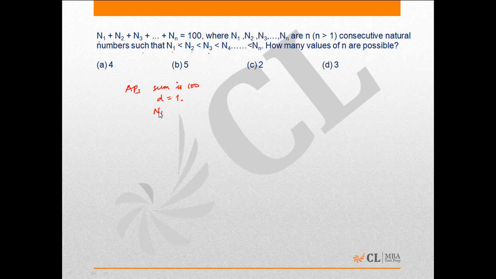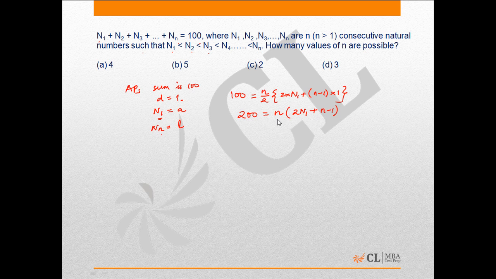Where the first term is n1 and the last term L is n of n. So we have 100 is equal to n by 2 into 2 n1 plus n minus 1 into the common difference being 1, the sum of an AP. So we'll have 200 is equal to n into 2 n1 plus n minus 1. So this is what we get.